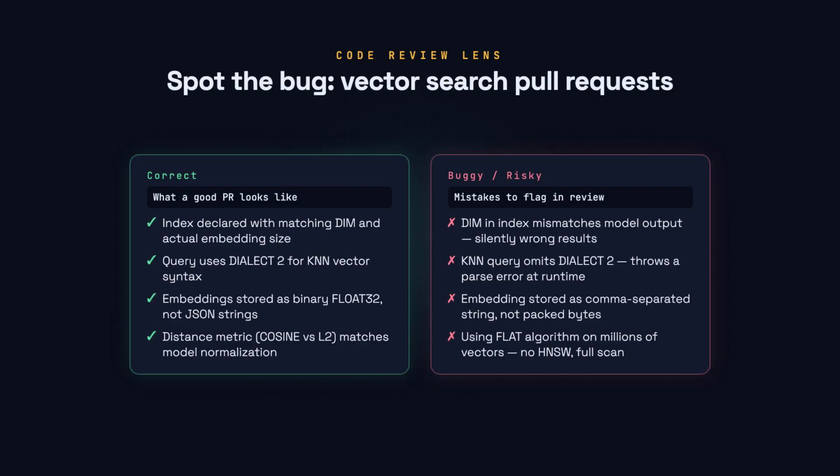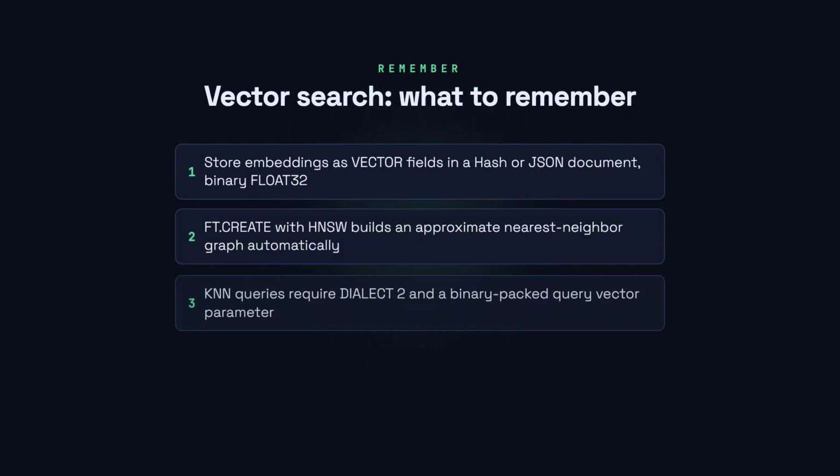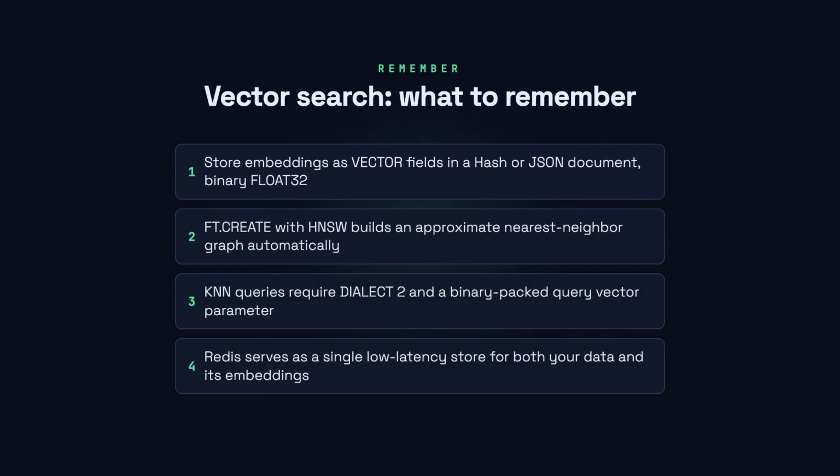Vector search in Redis comes down to 3 things. Pack your embeddings as binary floats, declare the index with the right dimensions and algorithm, and always use DIALECT 2 for KNN queries. Redis then doubles as your vector database with no extra infrastructure.